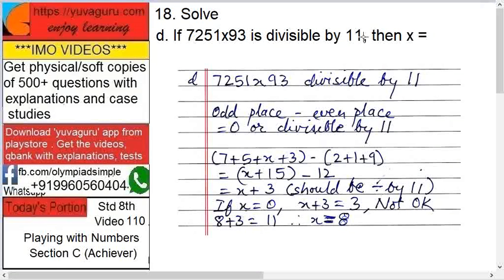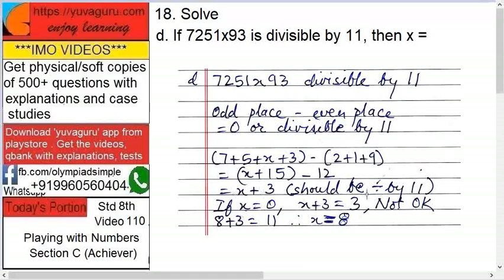Next is: if 7251x93 is divisible by 11, then x equals what? This x is a digit, some single digit number. Okay. So what is the divisibility rule for 11? The sum of odd places minus the sum of even places should be 0 or divisible by 11, meaning a multiple of 11. So let's try 7 plus 5 plus x plus 3, right? Odd places minus 2 plus 1 plus 9, even places, right? Add them. x plus 15 minus 12, that is x plus 3.